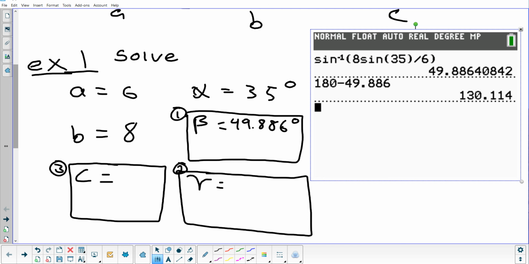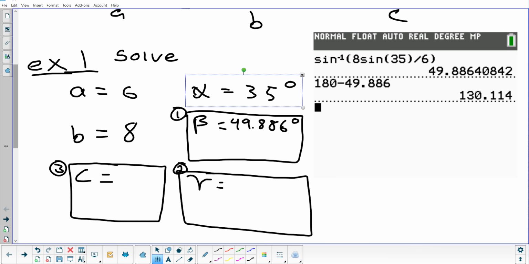And if there's a second answer, it's 130.114. But what I have to do is see if it fits. What angle were we given? Yep. We were given a 35. Can you fit 35 and 130 in the same triangle? Yes. This time the second answer didn't come out to a big enough number that it wouldn't fit. So we're going to have to write the second answer down.